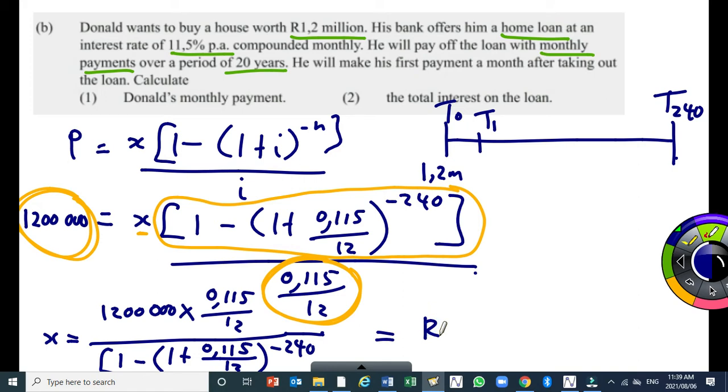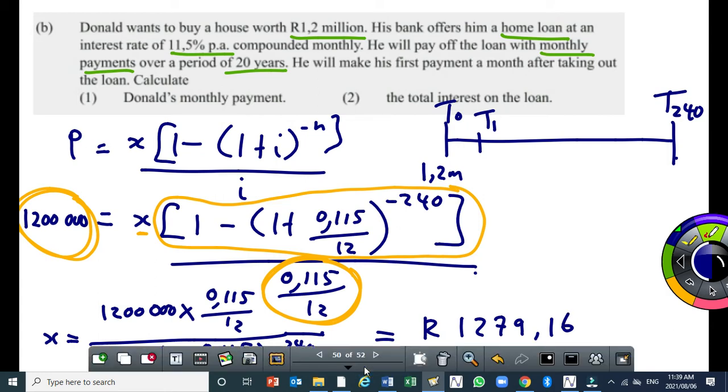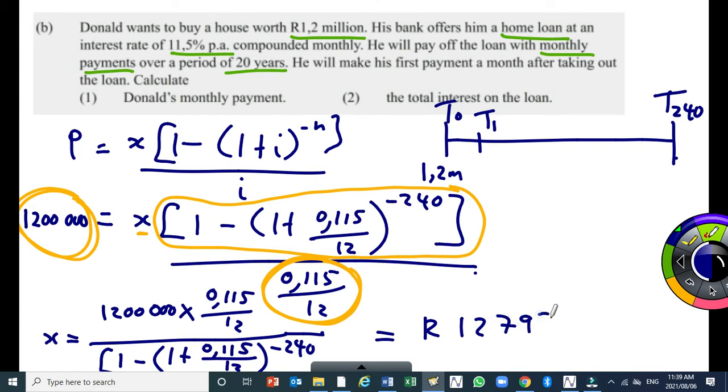7. What? 1,677.16. Point? 1,2797. It's 12,000. 700. So 97. I hope that you got this. Yes.